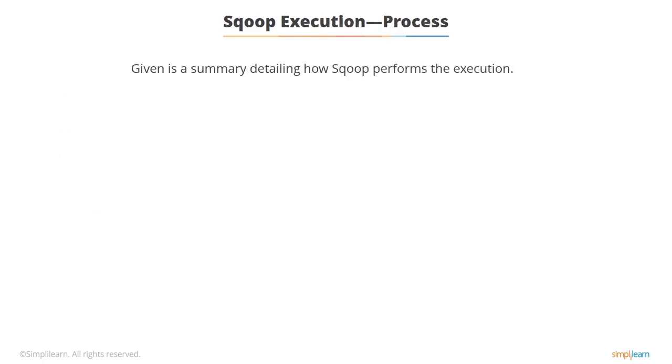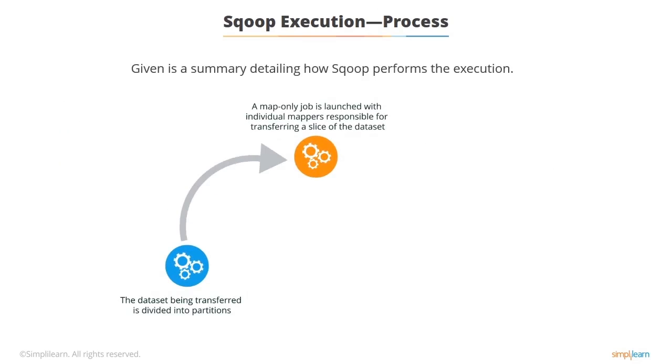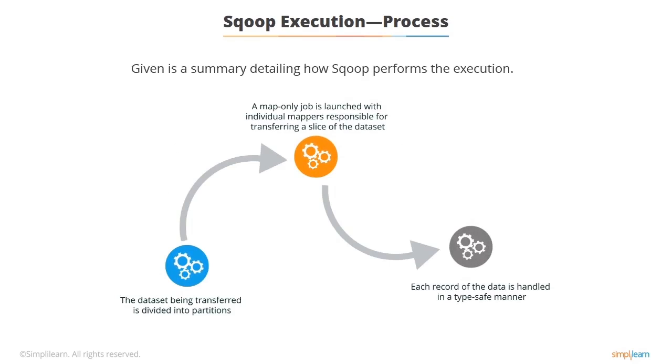Here is an outline of the process. Sqoop performs the execution in 3 steps. First, the dataset being transferred is divided into partitions. Next, a map-only job is launched with individual mappers responsible for transferring a slice of the dataset. Lastly, each record of the data is handled in a type-safe manner as Sqoop uses metadata to infer the data types.